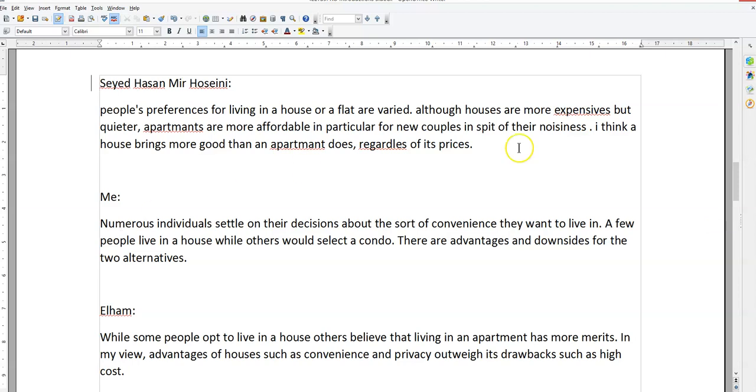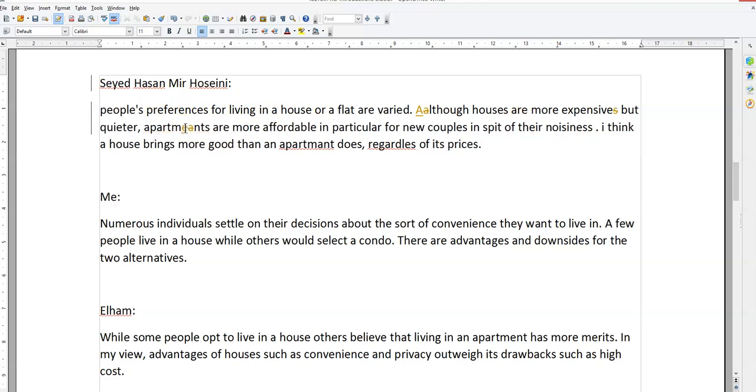People's preferences for living in a house or flat are varied. Okay, although houses are more expensive but quieter, apartments are more affordable, particularly for new couples in spite of their noisiness. I think a house brings more good than an apartment does, regardless of its price. Okay, so that's not bad. I see where it's going. It's pretty much the same thing.